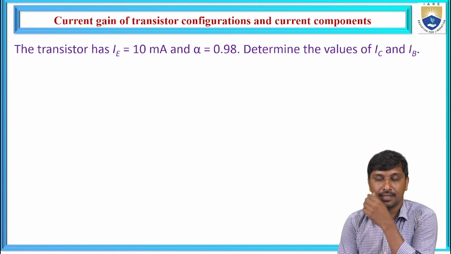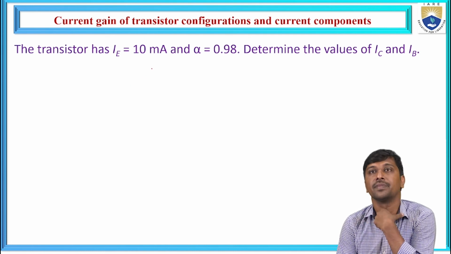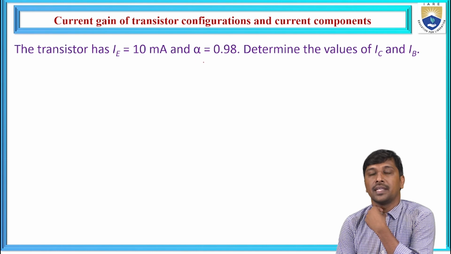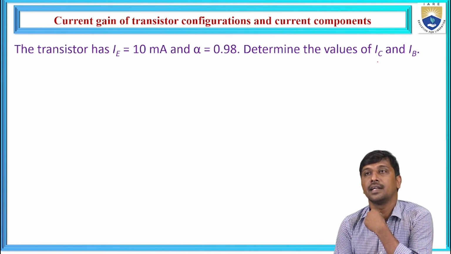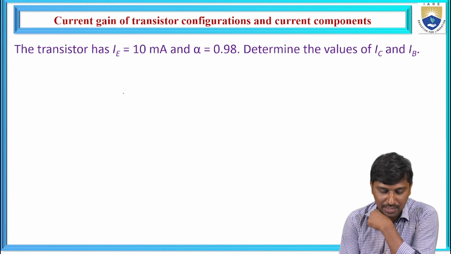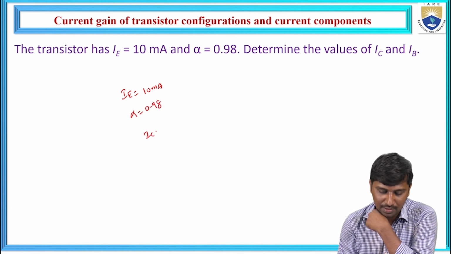We'll see a transistor has IE equal to 10 milliamperes, alpha is 0.98. Now determine the values of IC and IB. So here the given specifications are IE is 10 milliamperes, alpha is 0.98. Now we need to calculate IC and IB.